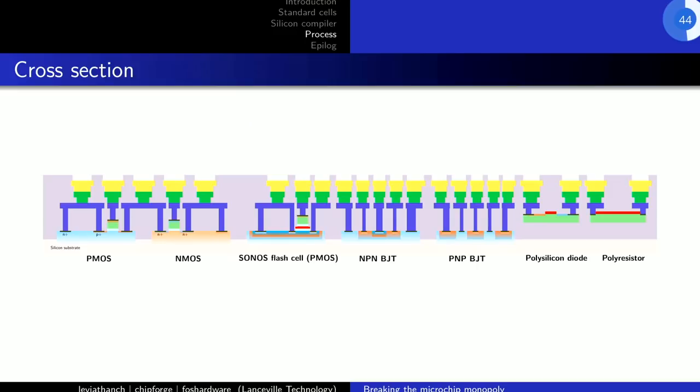So that's a cross section of the process. It's not the final list, but you see a theoretical cross section. By the way, you can find it on GitHub as well. It's all in the publications. Everything we develop, all the measurement data, is all on GitHub.